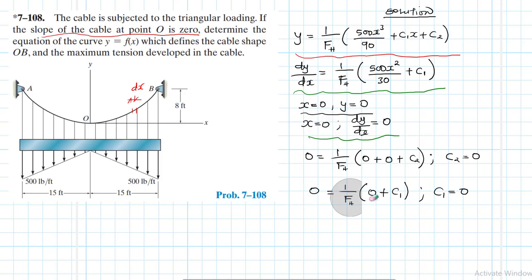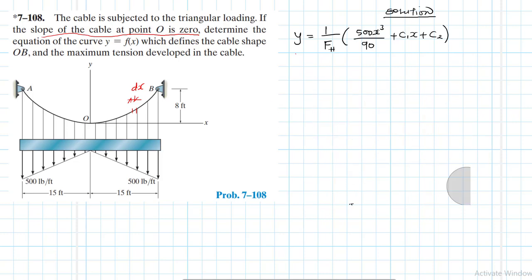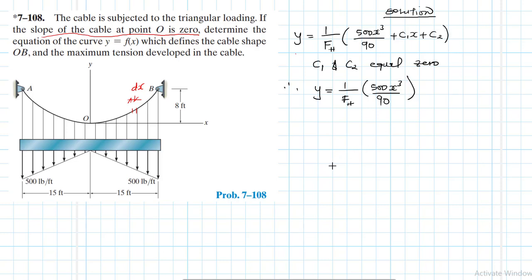So let's rewrite this particular equation. C1 and C2 are both equal to 0. Therefore, y will be equal to 1 divided by FH times 500 x cubed divided by 90. Okay, is that fine? Great.